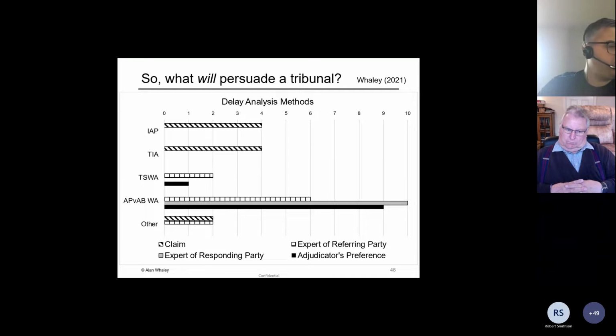So if we ask what's most persuasive, most delay experts know, and you'll probably have an intuitive understanding of this, that a factual reality-based analysis is preferable.